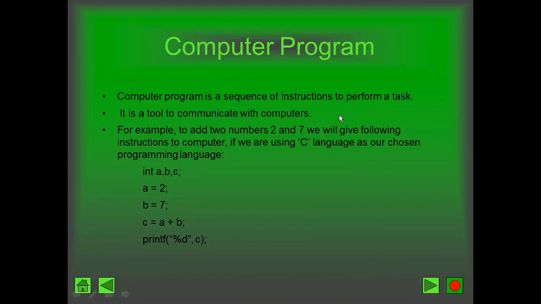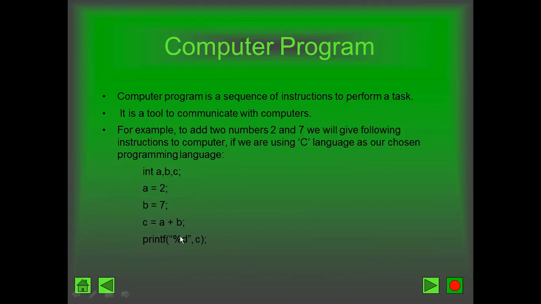It means whatever task we ask a computer to perform, it performs, but it needs instructions from us to complete that task. So a computer program is a tool to communicate with the computer. For example, if you want to compute the sum of two numbers, 2 and 7, by the computer, we need to give some instructions to the computer. Otherwise, the computer is an idiot machine, idiot box, which cannot do this task by itself.